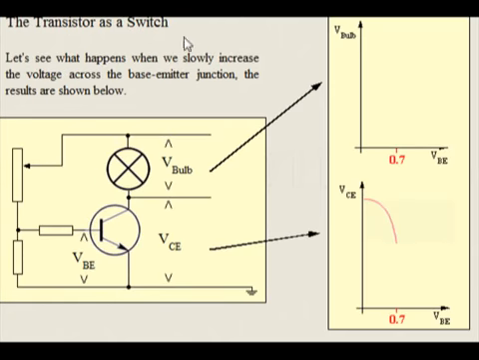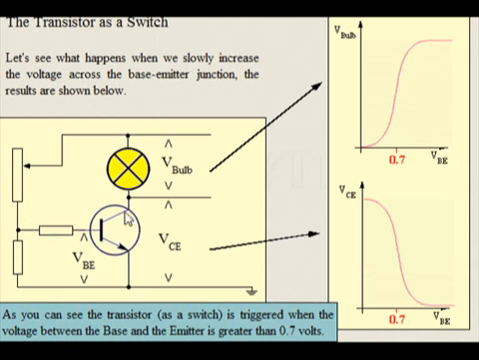The transistor as a switch. Let's see what happens when we slowly increase the voltage across the base emitter junction. As you can see, the transistor as a switch is triggered when the voltage between the base and the emitter is greater than 0.7 volts.